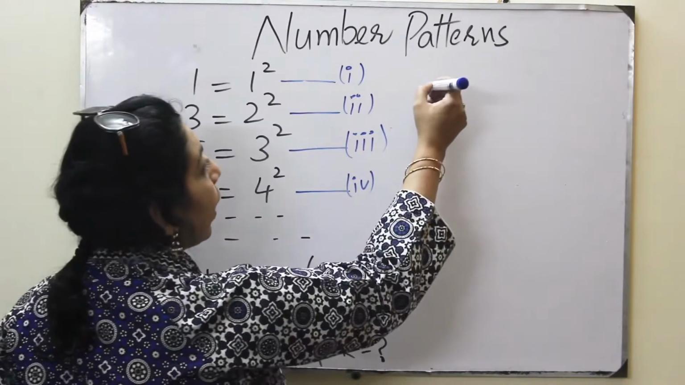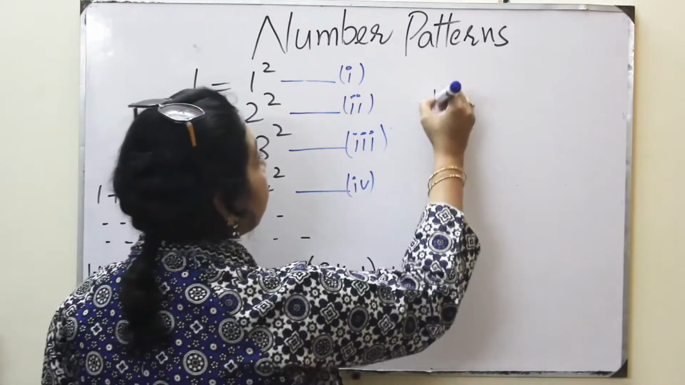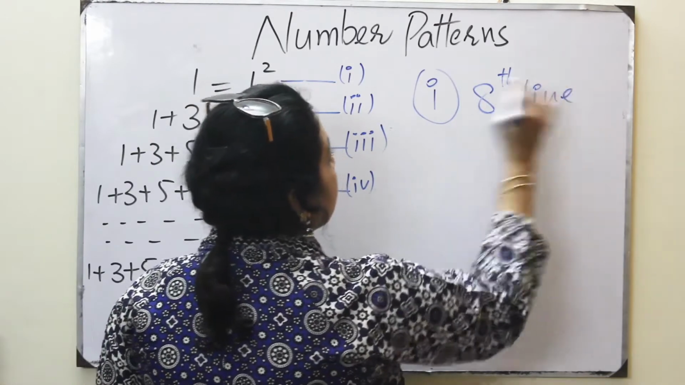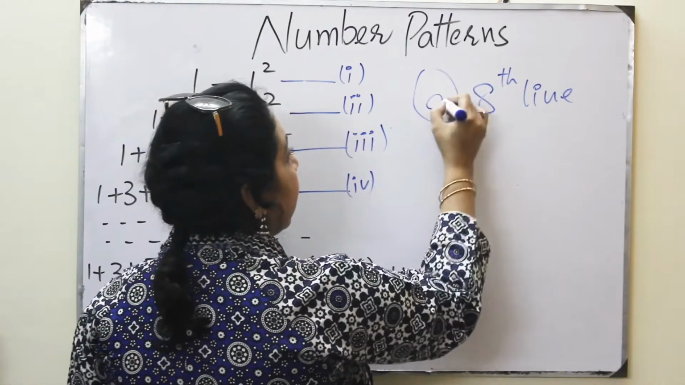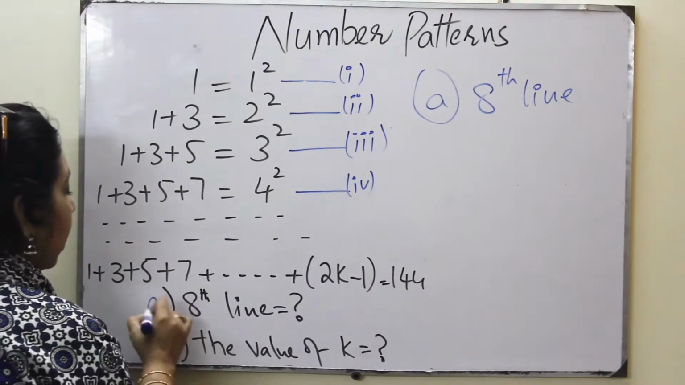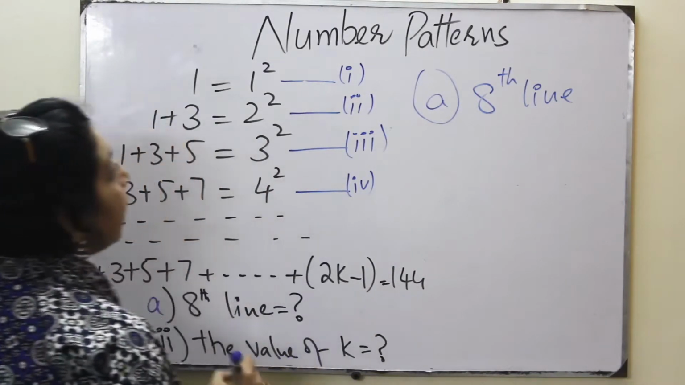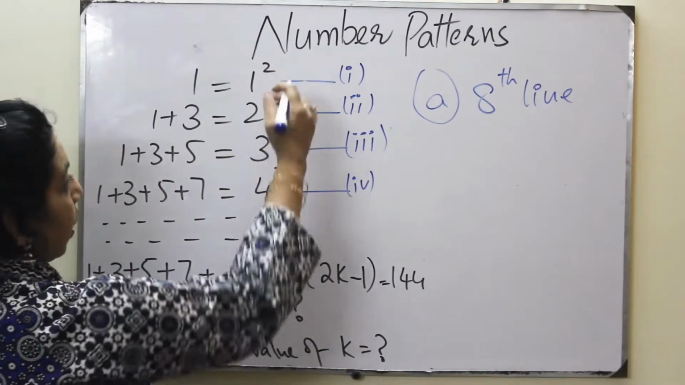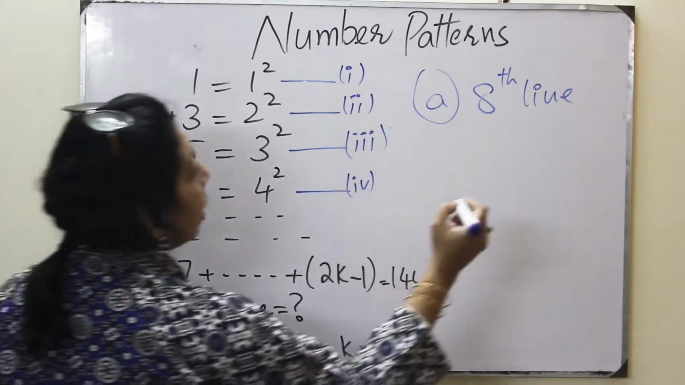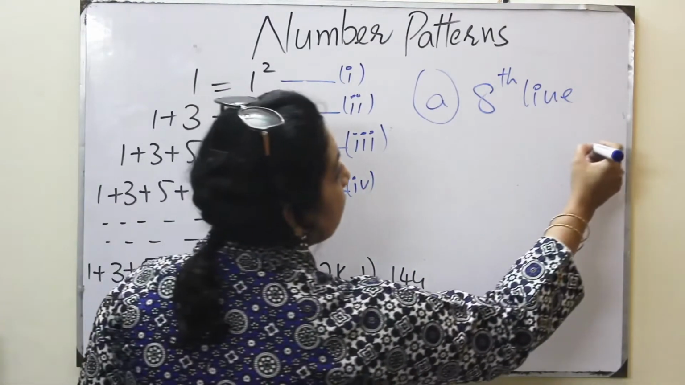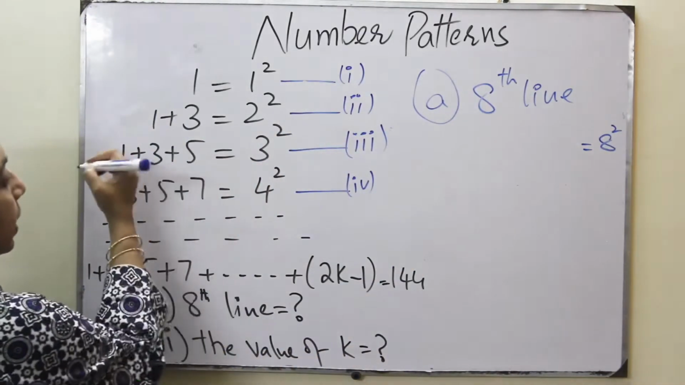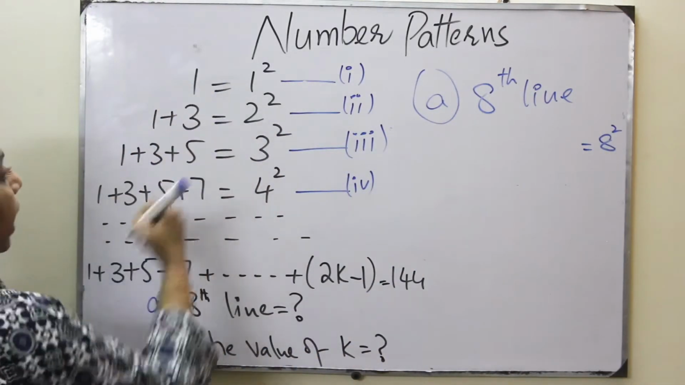So when we have to find the 8th line, the first requirement is 8th line. I write it A to differentiate between small 1 and 8. When we have to find the 8th line, first of all we need 8 square. 1 square in the first line, 2 square, 3 square in the third line, 4 square in the fourth line, so the 8th line will be 8 square, right? And when we go on this side, we need a total of 8 odd numbers.